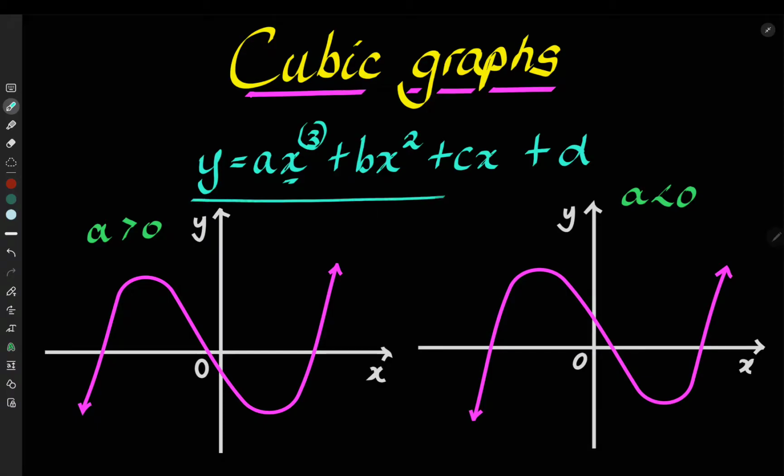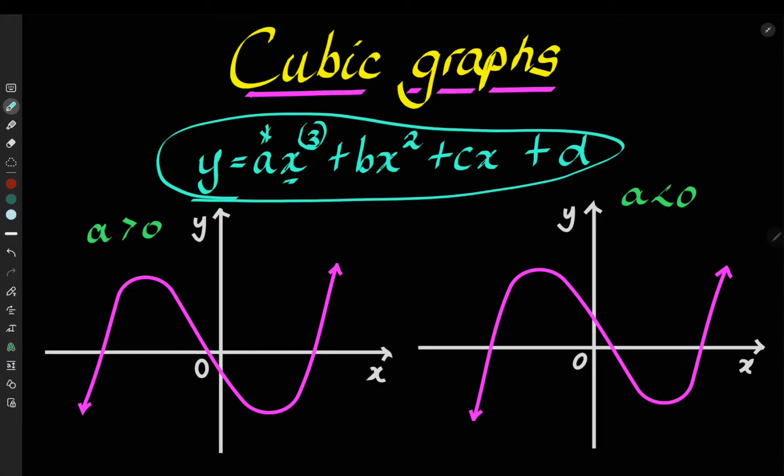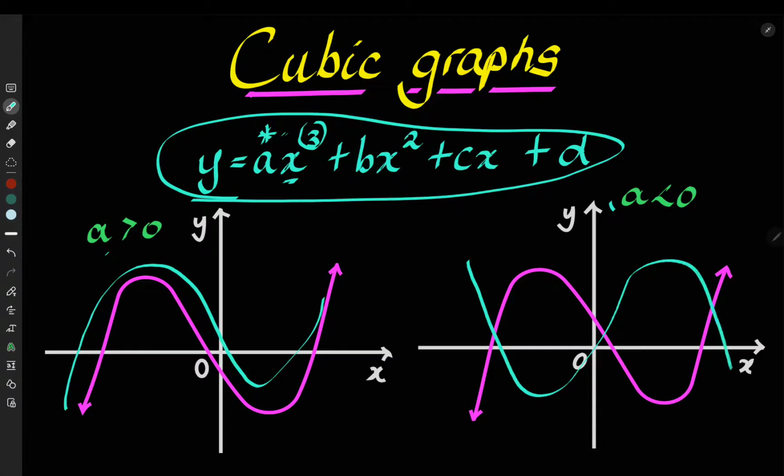So this is the general equation of a cubic function. If the value of a here is greater than 0, when you sketch your graph, it will start off as a sad face, then it becomes a happy face. And if a is less than 0, it is the other way around. So this graph should be starting with a happy face and going to a sad face.